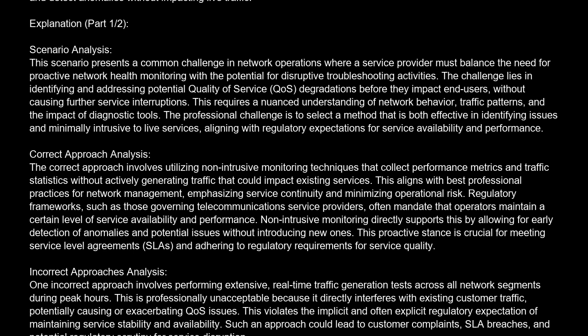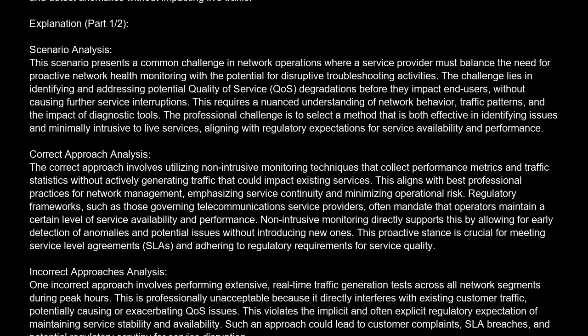Regulatory frameworks, such as those governing telecommunications service providers, often mandate that operators maintain a certain level of service availability and performance. Non-intrusive monitoring directly supports this by allowing for early detection of anomalies and potential issues without introducing new ones. This proactive stance is crucial for meeting service level agreements, SLAs, and adhering to regulatory requirements for service quality.